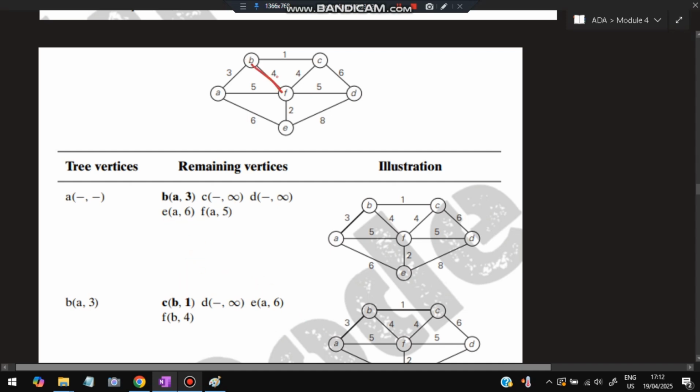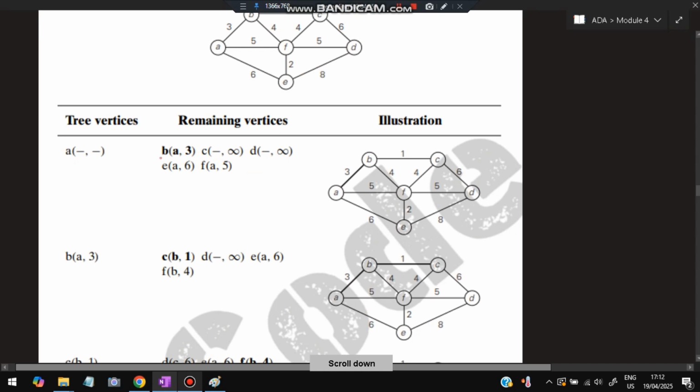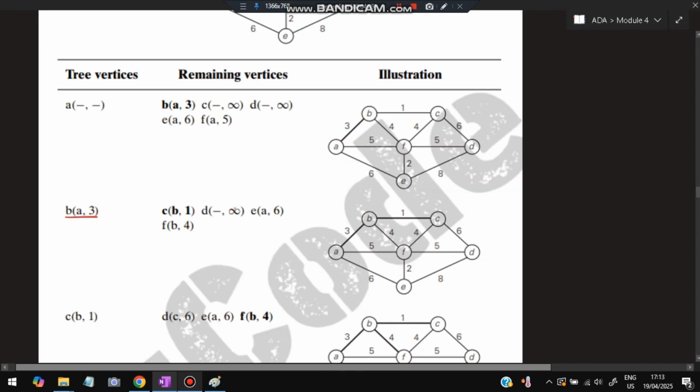Is B going to F with a smaller cost, or A is going with a smaller cost? B is going with a smaller cost, so FA5 will be updated with FB4. F, I am able to reach through B with cost 4, so this will be overridden by this one. Now we have selected B, so this one will be highlighted if you observe carefully. Then from B I will be selecting one of them. Usually I will select the first whichever I get, so it is C. So it will be having a bold highlight here also.